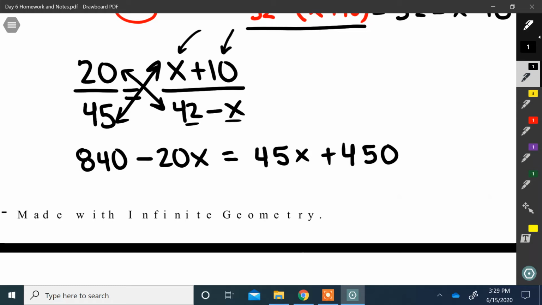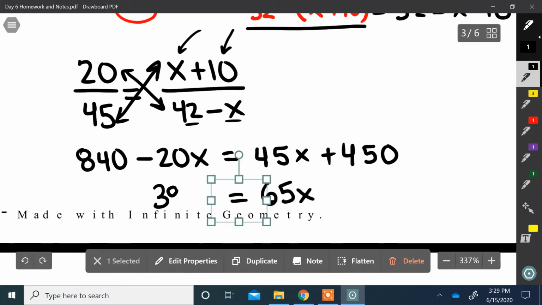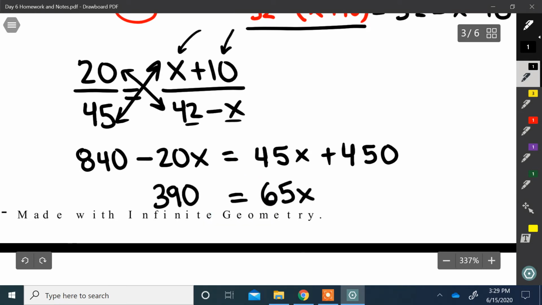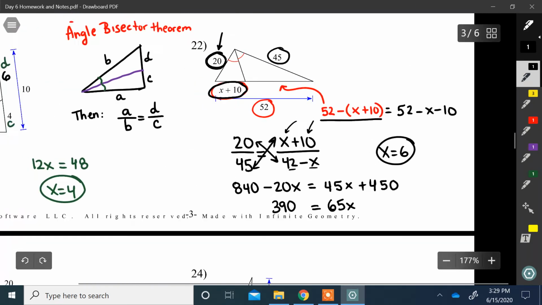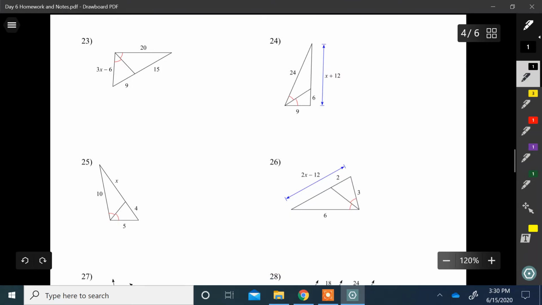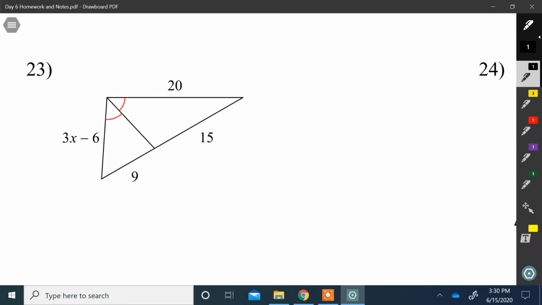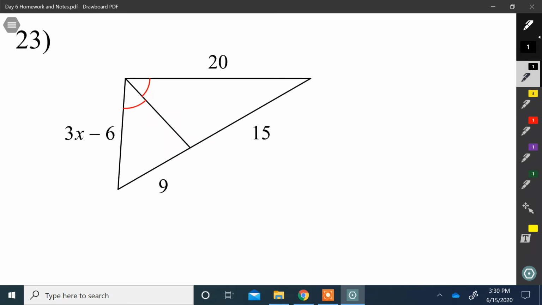I'm going to go ahead and add 20x on both sides. That will make this 65x. And I'm going to subtract 450 from both sides. That is 390. So 390 divided by 65 should be 6. Okay, so that's what you should have gotten for number 22. Okay, let's keep going. There's a couple more that we've got to do. I'll do 2 more of those and then I'll let you do the other ones.